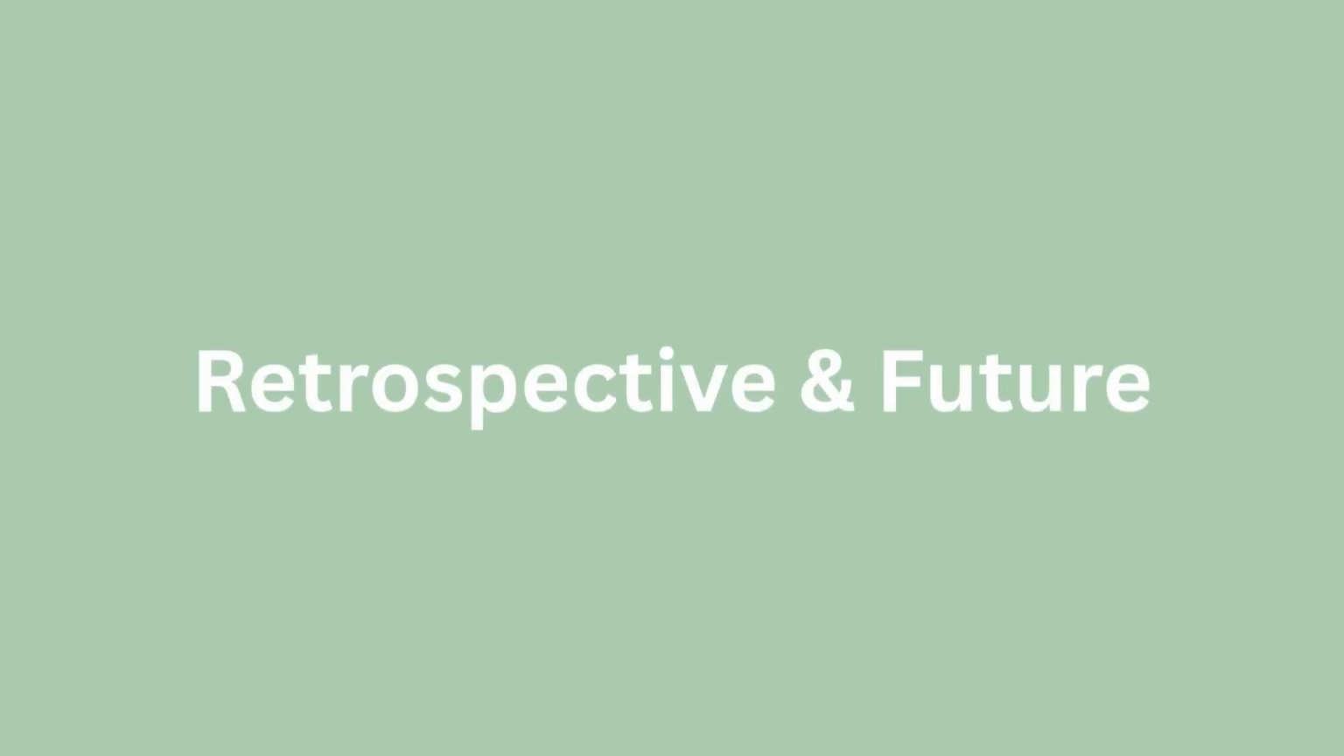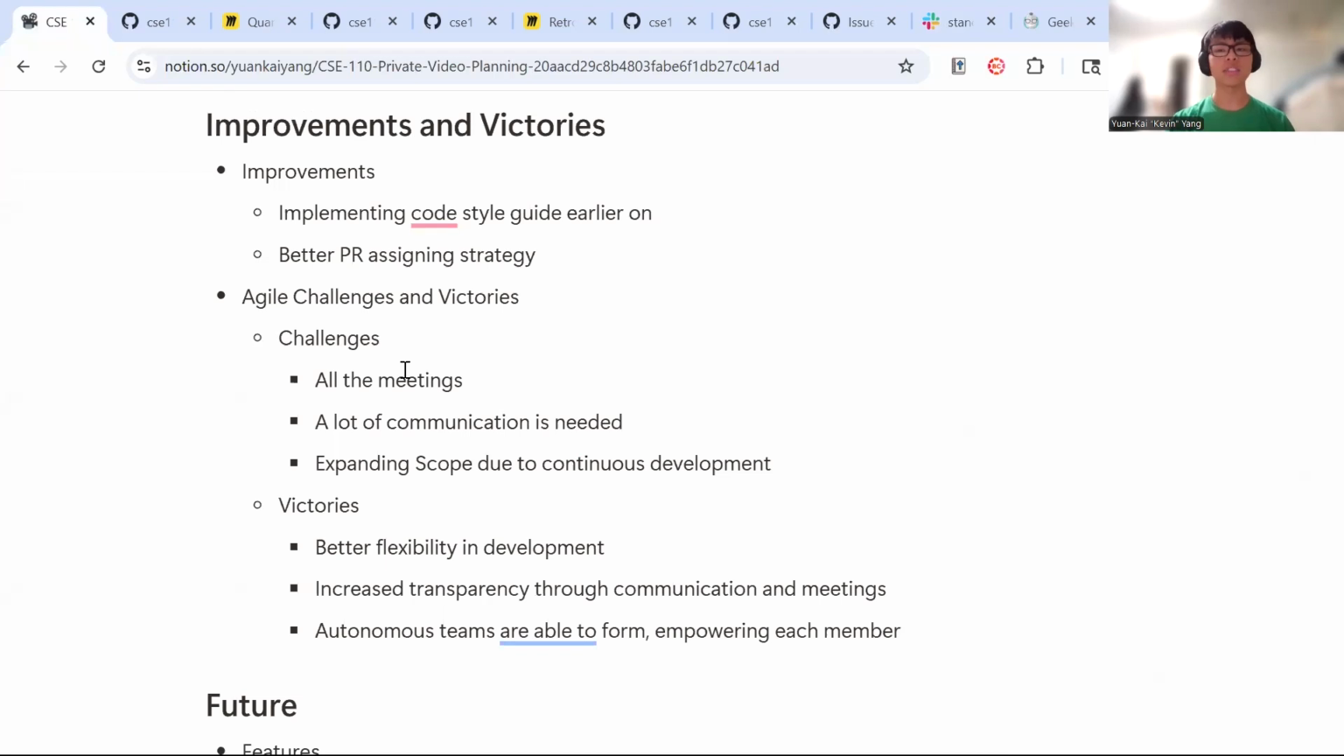So some improvements, definitely implementing the code style guide earlier, so we didn't have to go through a fixing phase at the end. Better PR assigning strategy. We just kind of gave it to people who were available, but it would be better if there was an actual assigned strategy for us to do the PRs.